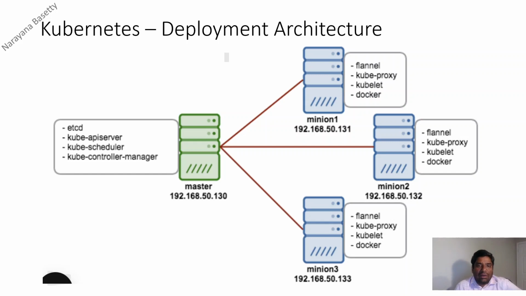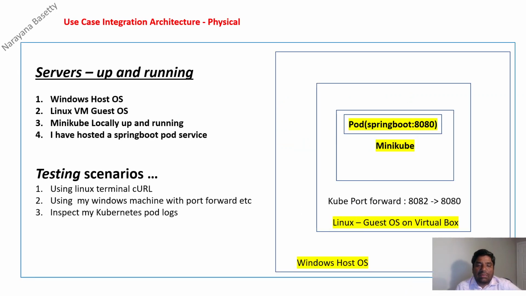But in my demonstration, I'm going to have all 4 of these incorporated into a single machine, which I am running for demonstration purposes. So if you look at it, the server is up and running: Windows host OS, a Linux VM guest OS running in my Windows, and Minikube.